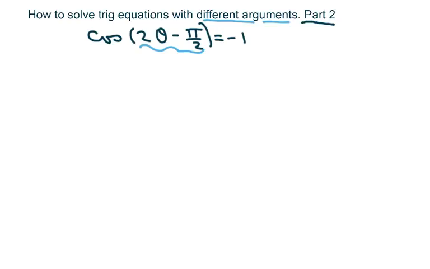From the first part, we know that we're going to solve for cosine of theta equals -1. Cosine of theta is -1, so we know theta is pi. Then we're going to write our general formula, which is 2k pi. We want this whole thing to equal pi, because we know cosine of pi is -1. So we set it to equal that.